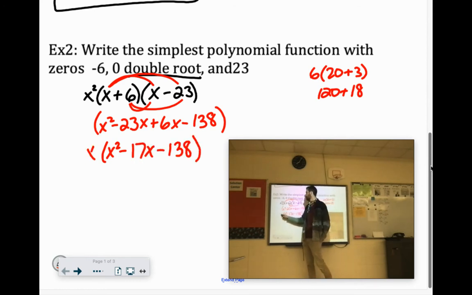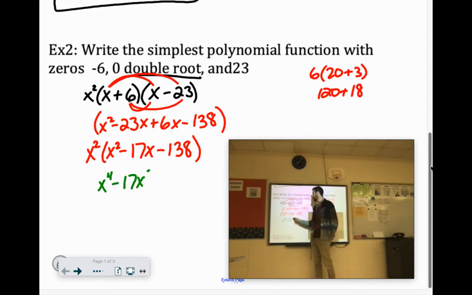And then we're going to multiply this by the x squared. So it's just putting 2 more x's on everything. So x to the fourth minus 17x to the third minus 138x to the second equals 0.